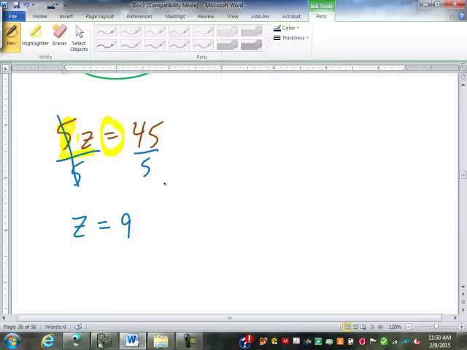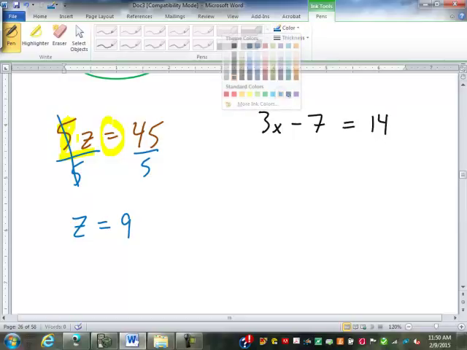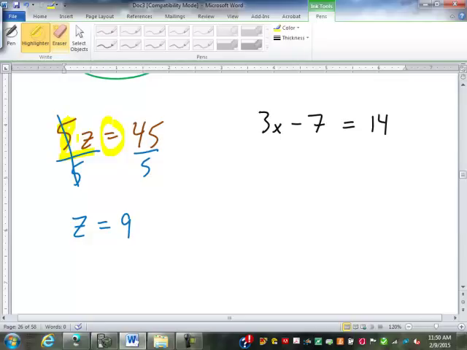Well, those are pretty simple. Let's step up to something a little more difficult. Let's look at this one. Now we find the equal sign right here.